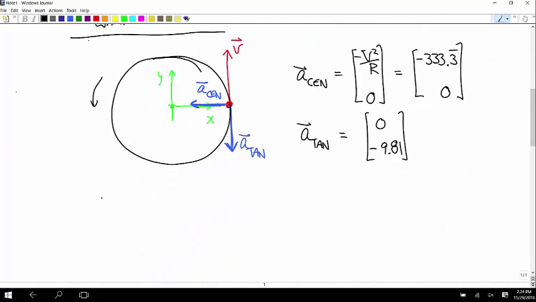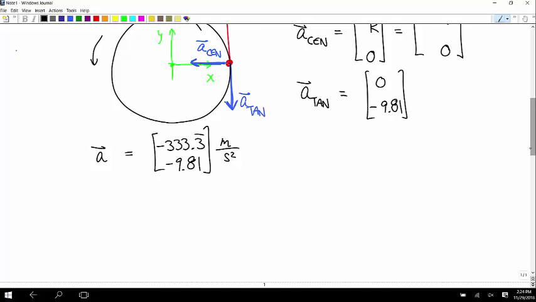Okay, so what's the total acceleration vector? Yep, just those two vectors added together. So negative 333.3 repeating for x and negative 9.81 for y. And now that we know everything about the acceleration vector, now we can start trying to do calculations involving the forces. So free body diagram of the ball.